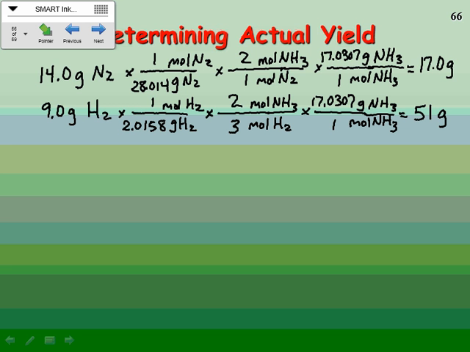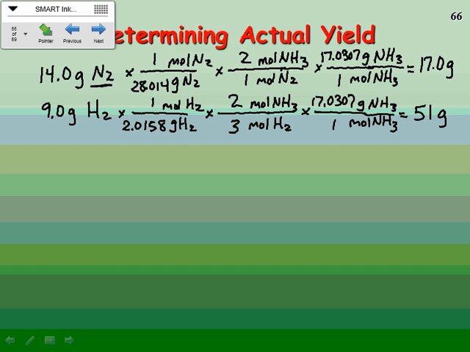How do they get that big of a difference when the numbers are so close? Like 14 and 9 are close. Yeah, it's the molar masses. Here you're dividing by 28, and here you're only dividing by 2, right? So that makes a big difference. Okay, so our clear limiting reactant here is nitrogen. Okay, there's our limiting reactant.